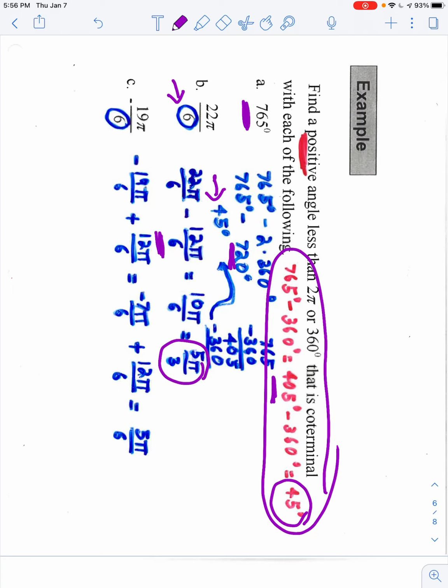How about negative 19 pi over 6? Denominator of 6, so 12 pi over 6 is a revolution, and I have to add it here because my original angle is negative. When I add, I get negative 7 pi over 6, so I get to add 12 pi over 6 again, and now I finally get a positive answer, which is between 0 and 2 pi. So that's coterminal angles when you have to add or subtract multiples of 360 degrees or 2 pi.